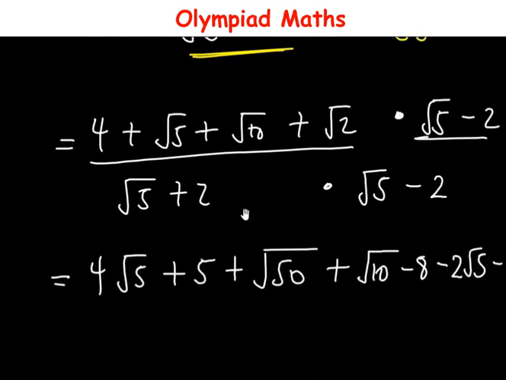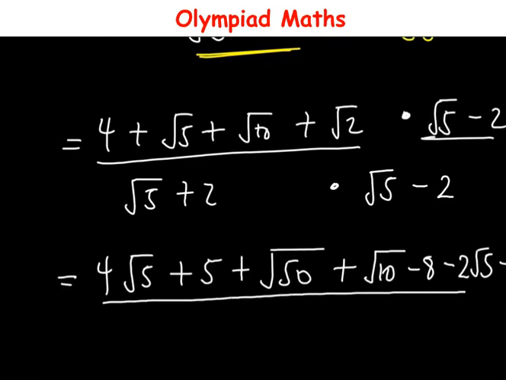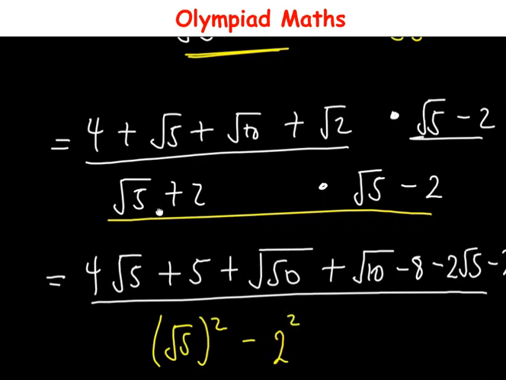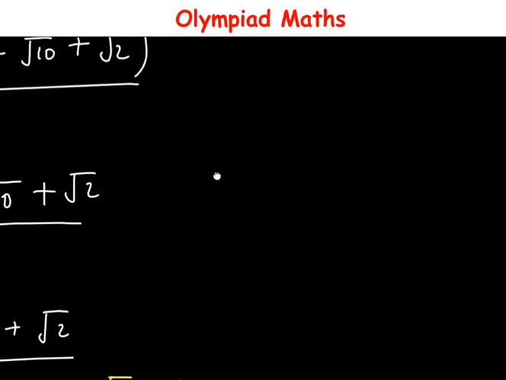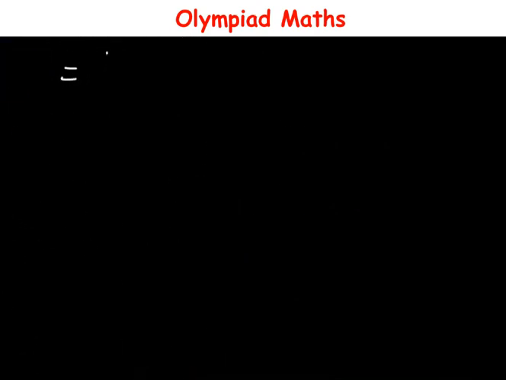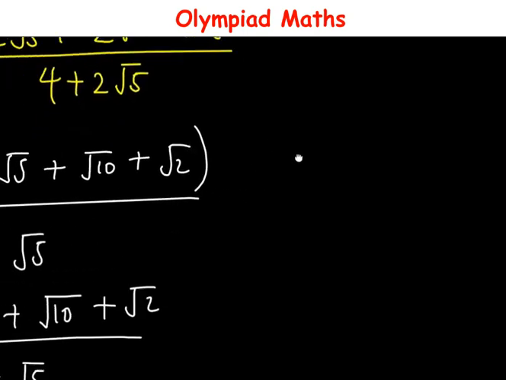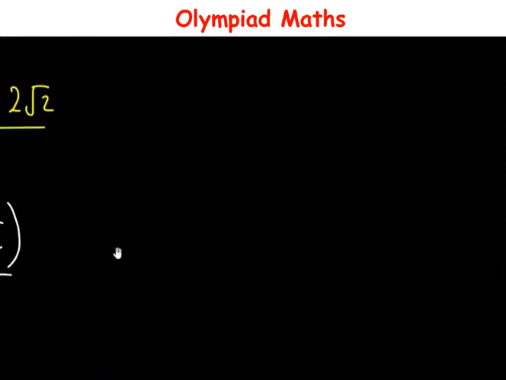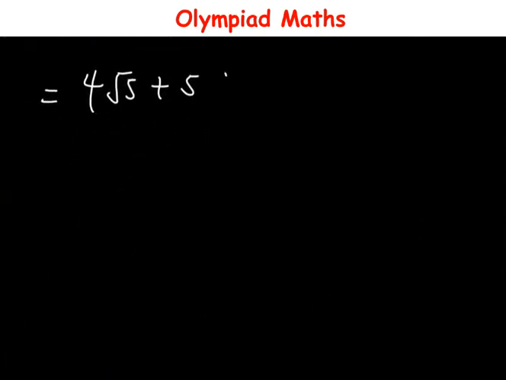So all of this is being divided by, now if you multiply, this will give us in brackets root 5 all squared minus 2 squared. Simplifying this further, this is simply equal to 4 root 5 plus 5. Then we have plus root 50 plus root 10 minus 8.